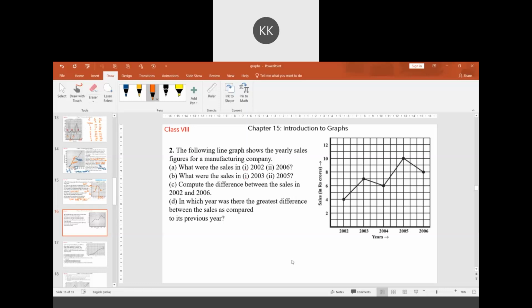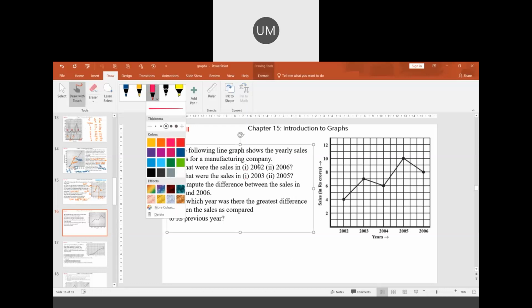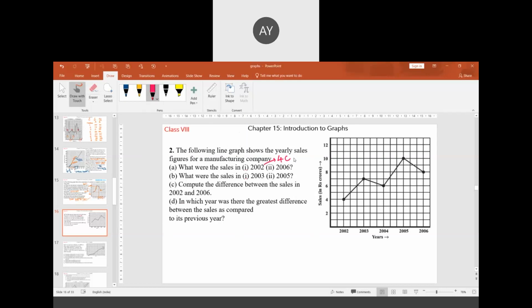In 2002, 4 crores sales, and in 2006, 8 crores sales. In 2003, it is 6 crores, in 2004 it is 7 crores, and in 2005, 10 crores.